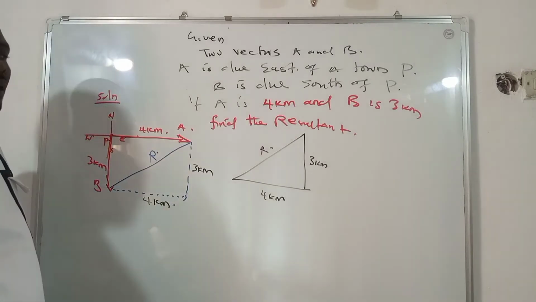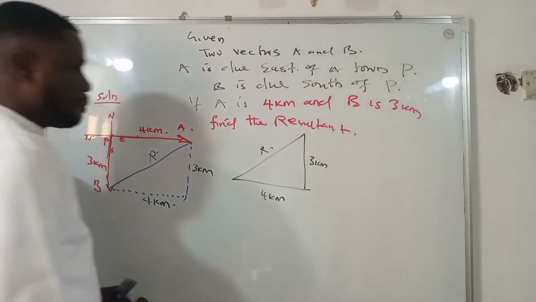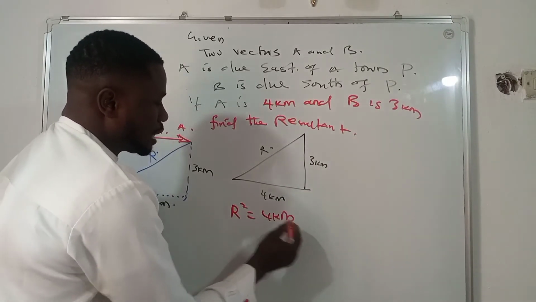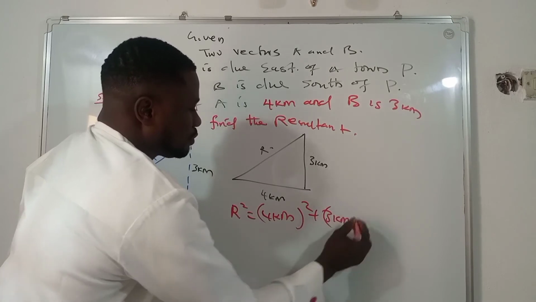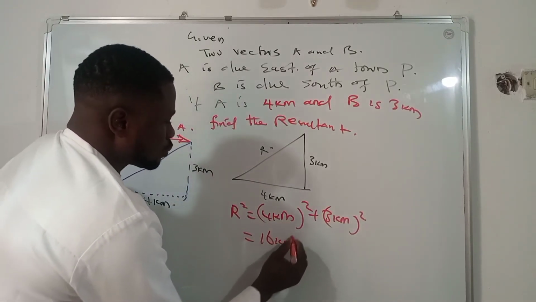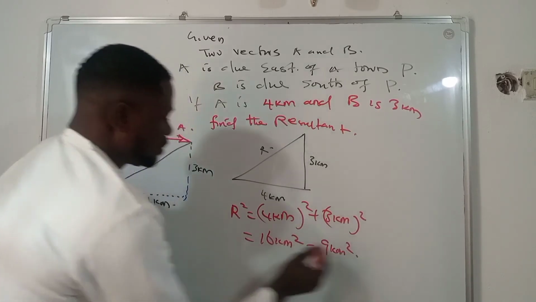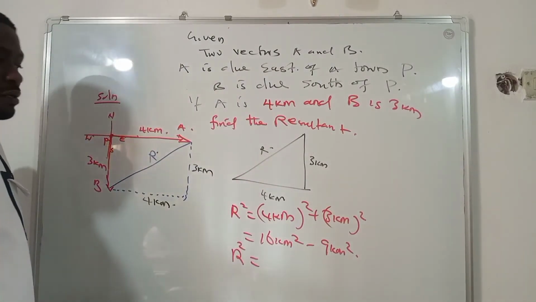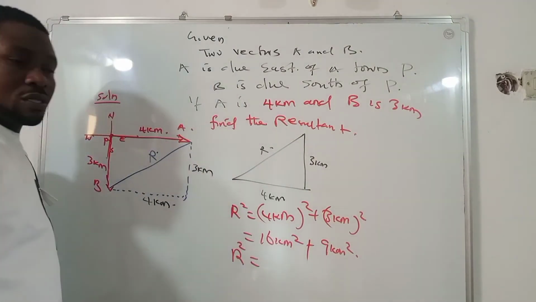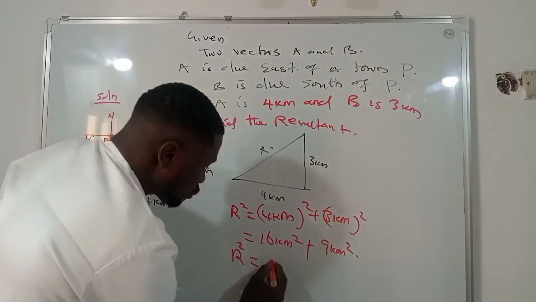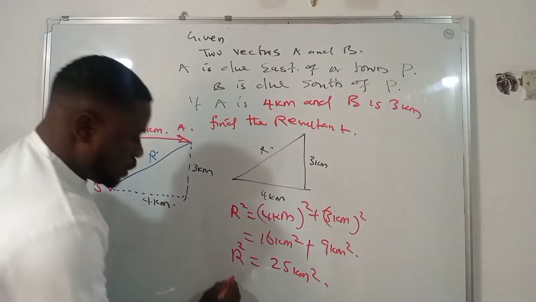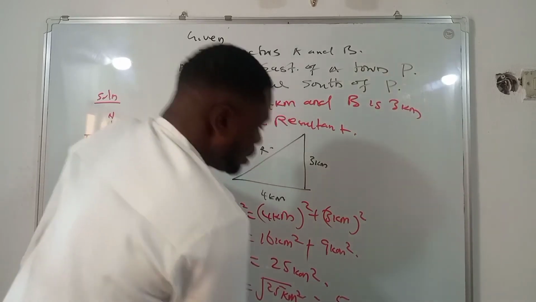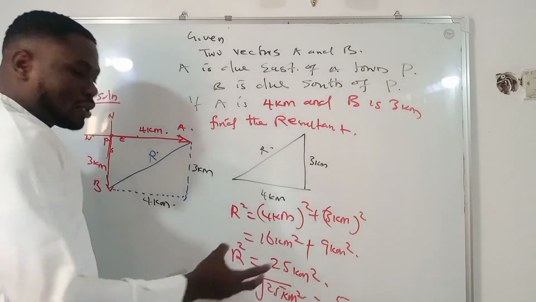And then I will now apply the Pythagoras theorem. Remember that the square of the hypotenuse will be equal to the sum of the squares of the other two sides. So here will be 4 kilometers square plus 3 kilometers square. Of course, this will be 16 kilometers square minus 9 kilometers square. R square will be equal to that. You now say 16 minus 9. 16, sorry, this is plus. You now say 16 plus 9. Of course, that will give us 25 kilometers square. Now, we said R is equal to the square root of 25 kilometers square. Of course, that will be 5 kilometers. So it's now clear that the resultant has the magnitude 5 kilometers.